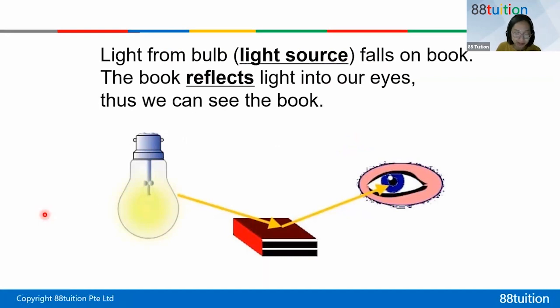So if I use my laser pointer, this is a light source. It's a source of light. Just a minute, let me double check that you are seeing. Okay, yeah. So this is a light source. Light from the bulb will fall onto the book, and then this book will reflect the light into our eyes. That's how our eyes can see the book. All right, so this is the correct way, light entering your eyes this way. This book is reflecting the light into your eyes. All right, okay, let's move on.